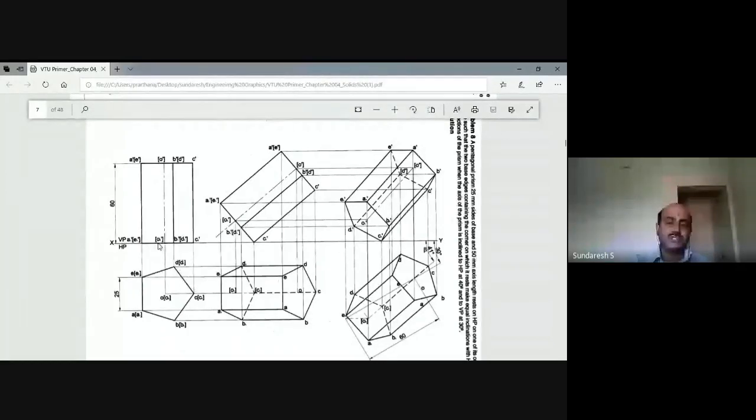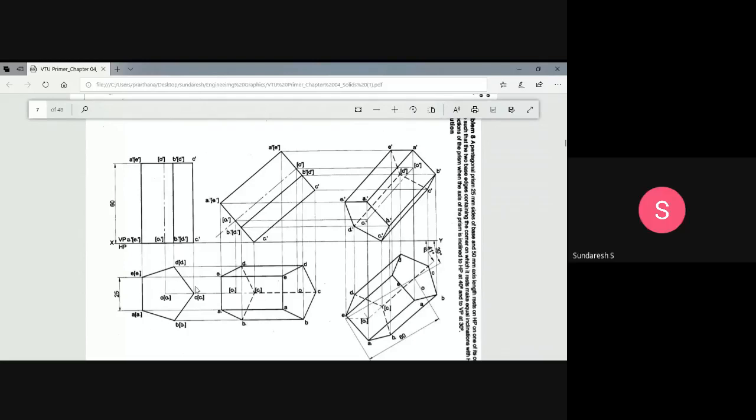And also the other edge, which is C1B1 or CB. When you extend it back to the XY line, it should make 45 degrees with respect to the XY line or HP, whatever it might be. So this is how you satisfy the condition. It is not necessary to show this, but when you construct the pentagon in the regular way, as I taught, it will definitely satisfy that condition. But for your confirmation, you can project it back and check whether the angle is 45 degrees with respect to HP.